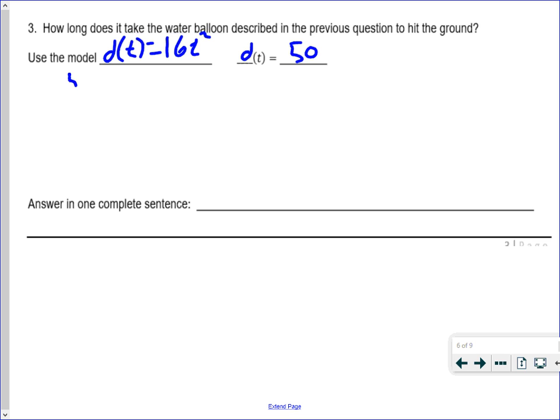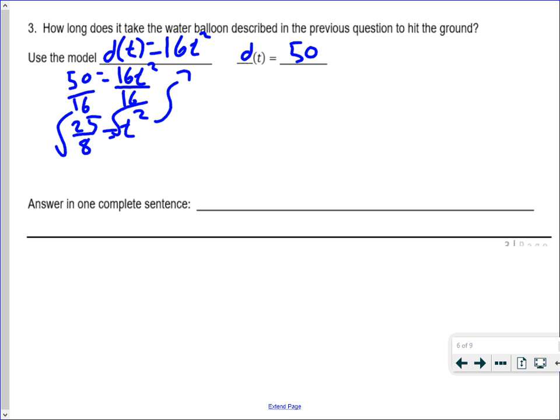So we get 50 equals 16t squared. Go ahead and solve for t. Divide by 16. 50 divided by 16. Divide the top and the bottom by 2. You get 25 all over 8. That equals t squared. We're going to take the square root of both sides. So let's go ahead and finish up here. Square root of 25 all over the square root of 8. That equals t. Square root of 25 is just 5. Square root of 8, like we saw multiple times, is 2 root 2.